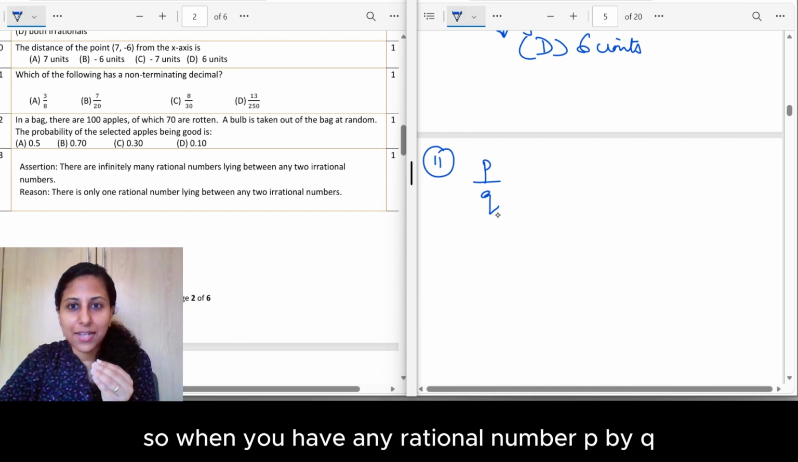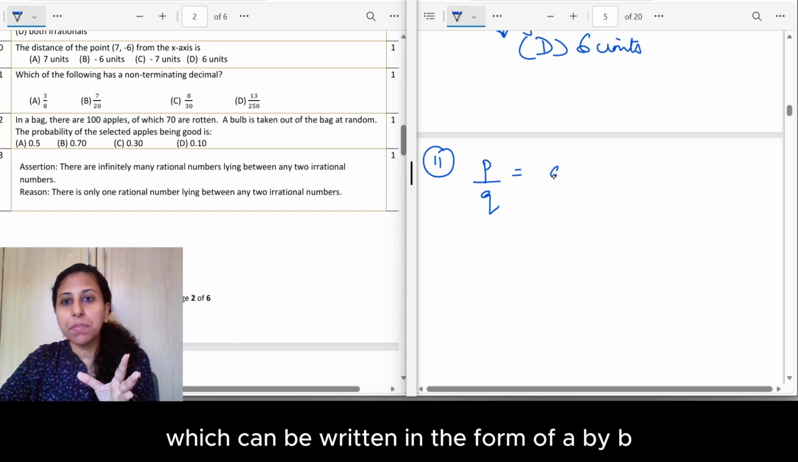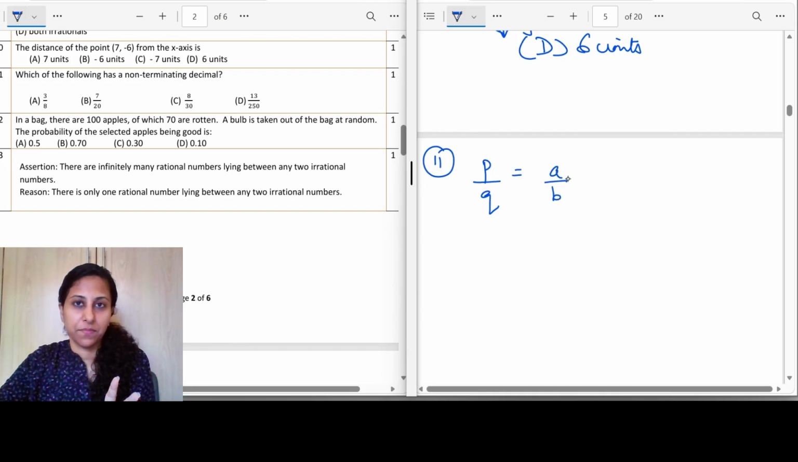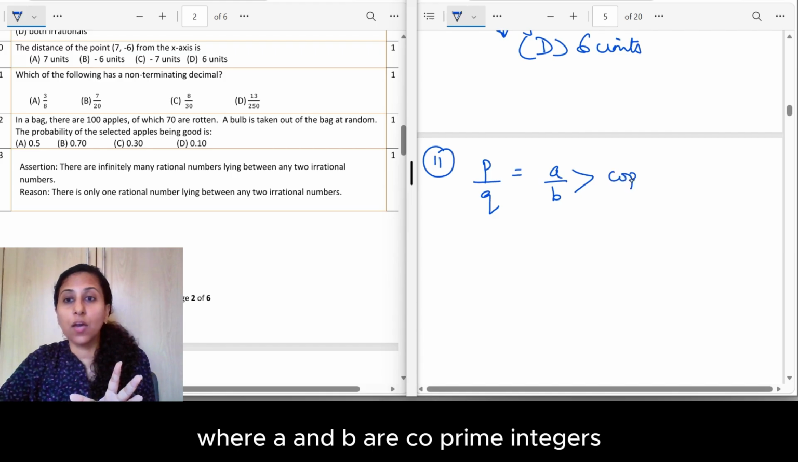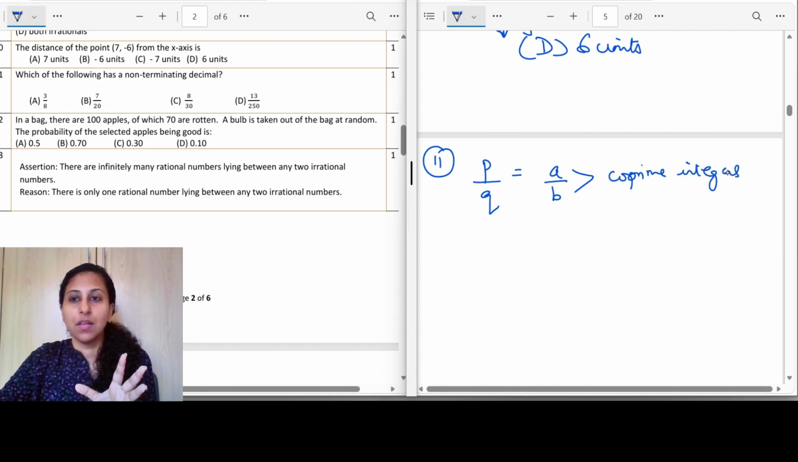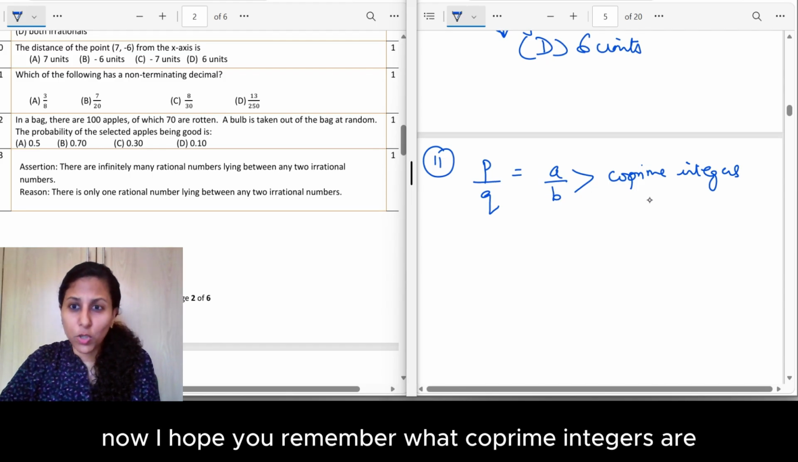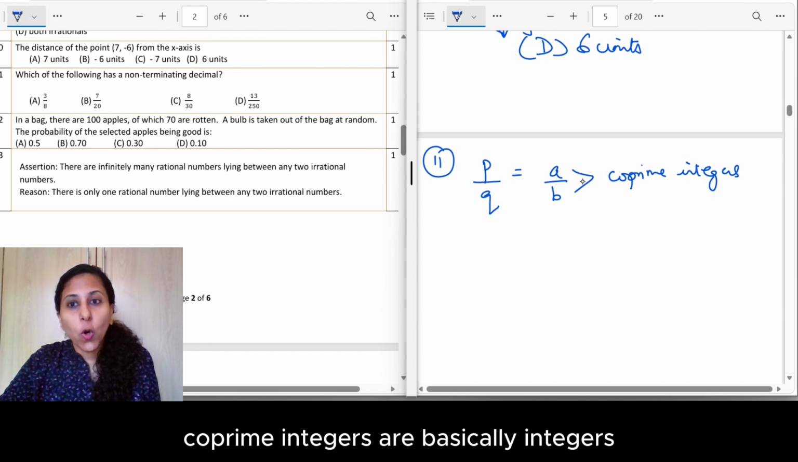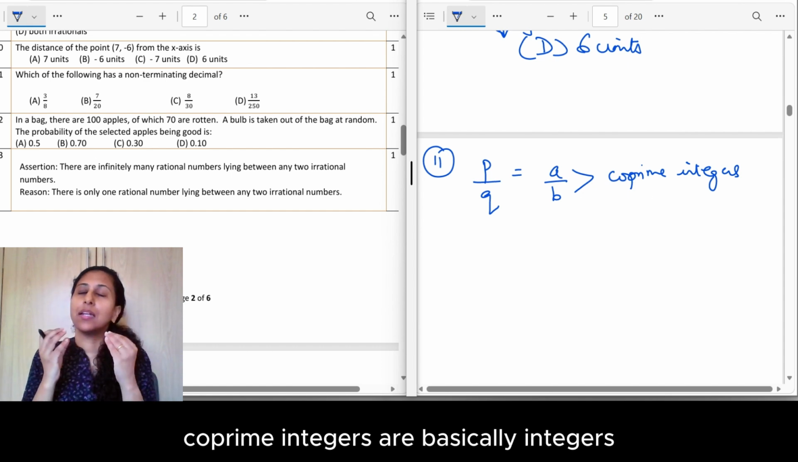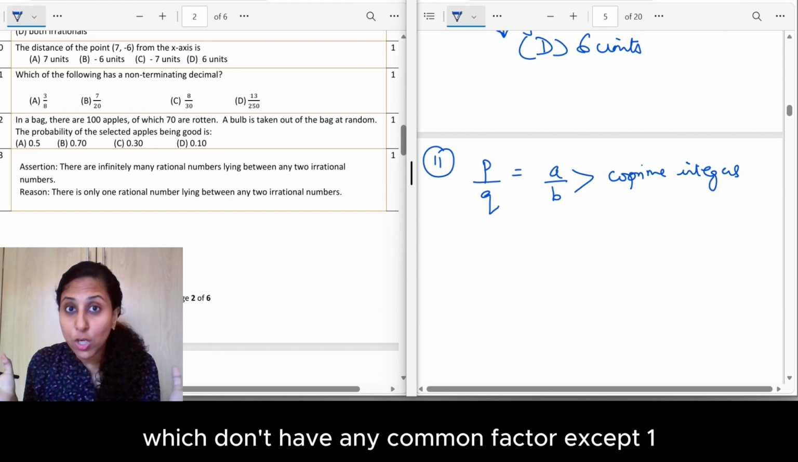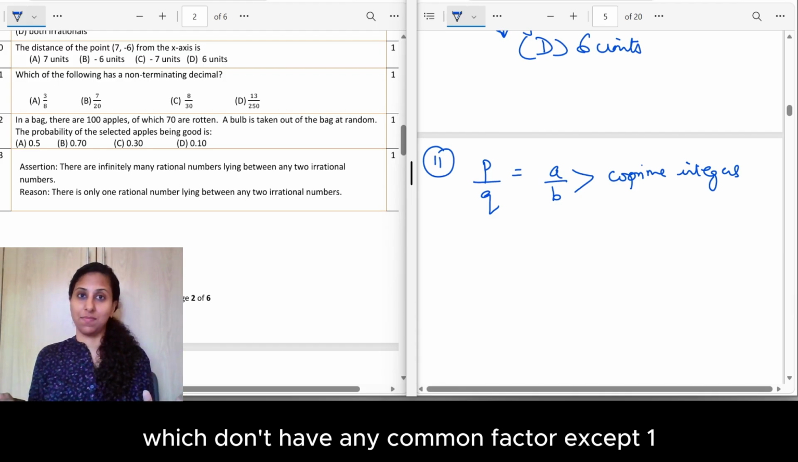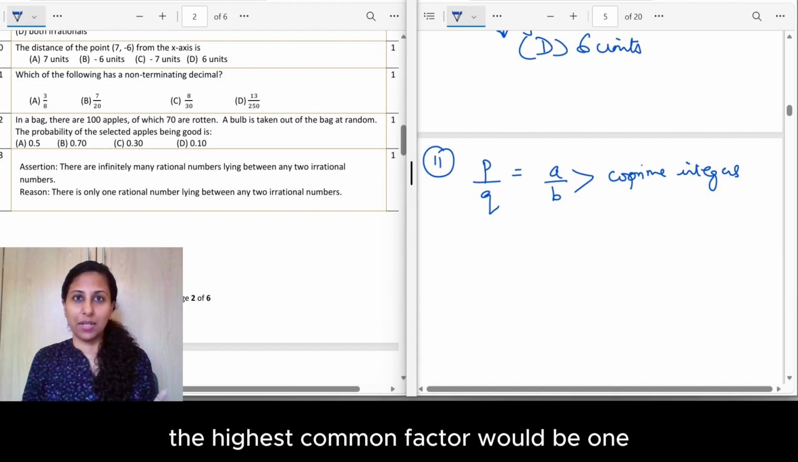When you have any rational number p by q, which can be written in the form of a by b, where a and b are co-prime integers, there is a way you can find out what type of decimal representation it has. I hope you remember what co-prime integers are. Co-prime integers are basically integers which don't have any common factor except 1. The highest common factor would be 1.